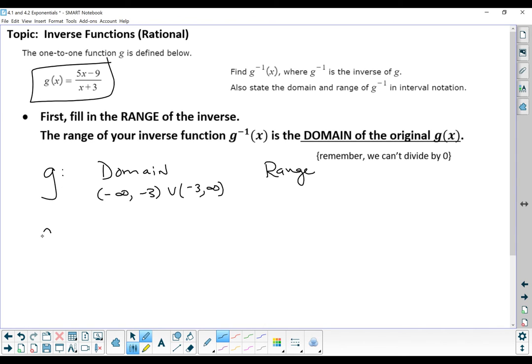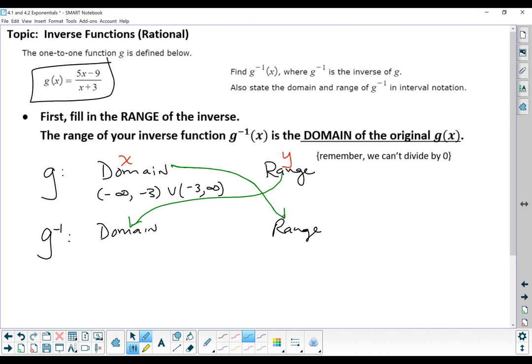For the inverse function, it of course also has a domain and range. But remember that the domain represents x values and the range represents y values. So if we're thinking about g and g inverse, the range of g is the domain of g inverse, and the domain of g is the range of g inverse. The x's and y's literally switch.